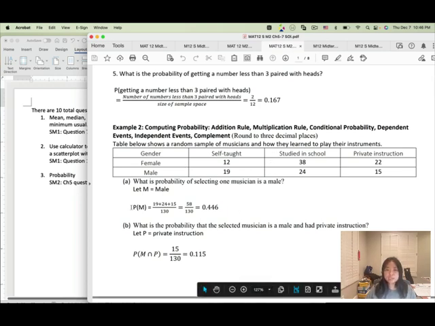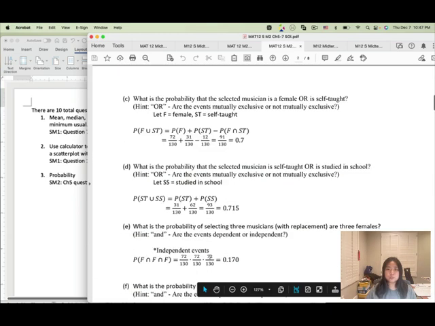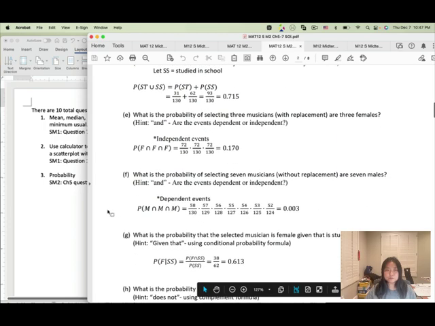And remember, I need you to write down what you are looking for. Like in this example, I'm looking for the male. So write probability of male, all in words, and write it to the decimal place. I need 3 decimal places on these questions. Like the B here, I'm looking for male and private instruction. So write down, probability of male and private instruction, all in words, and then the decimal places in here. This is a really good example.